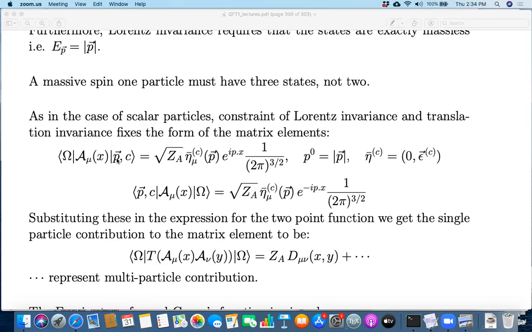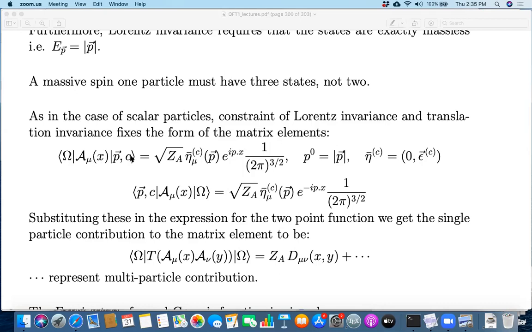The state is labeled by its momentum and the 2 polarization states, which are denoted by C. C takes value 1 or 2. Again, for this matrix element, the x dependence is found by translation invariance, that's e^{ip·x}. And now rotational invariance tells us that this matrix element has this structure. So this eta bar, let me remind you, has 0th component 0, and its spatial components are the two transverse vectors. And this partly follows because A0 has been set equal to 0, and the component of A along the momentum has been set equal to 0.